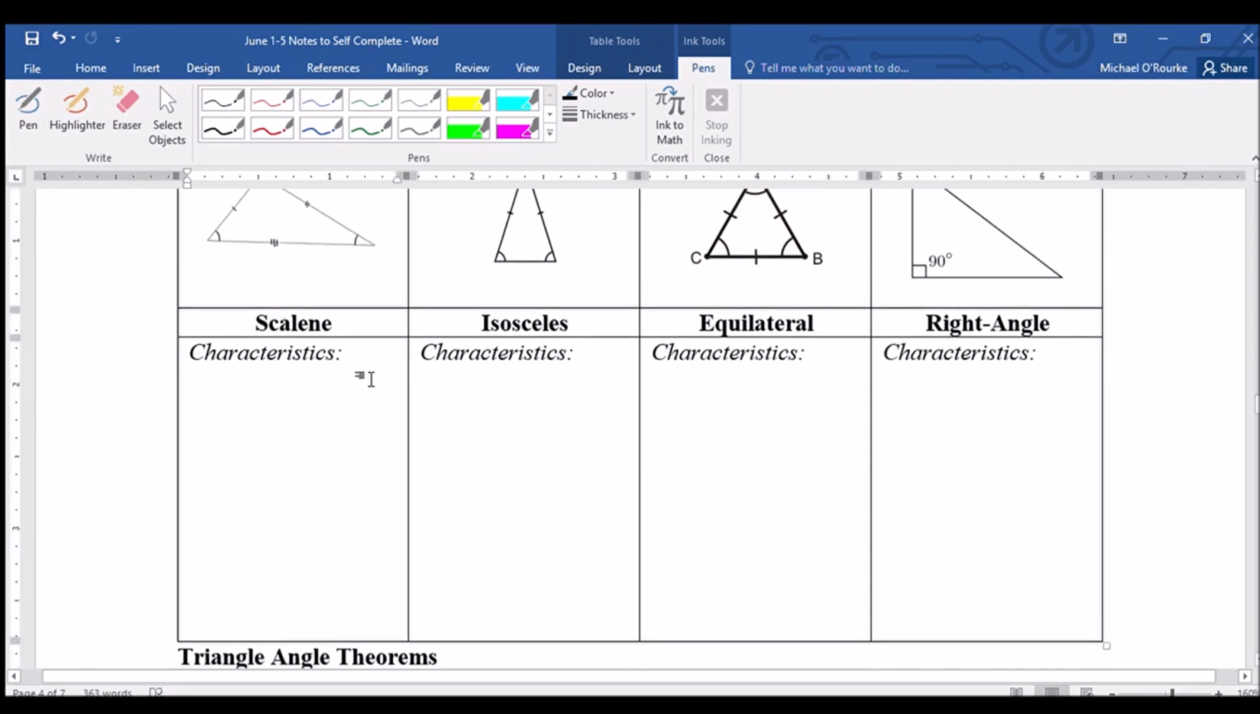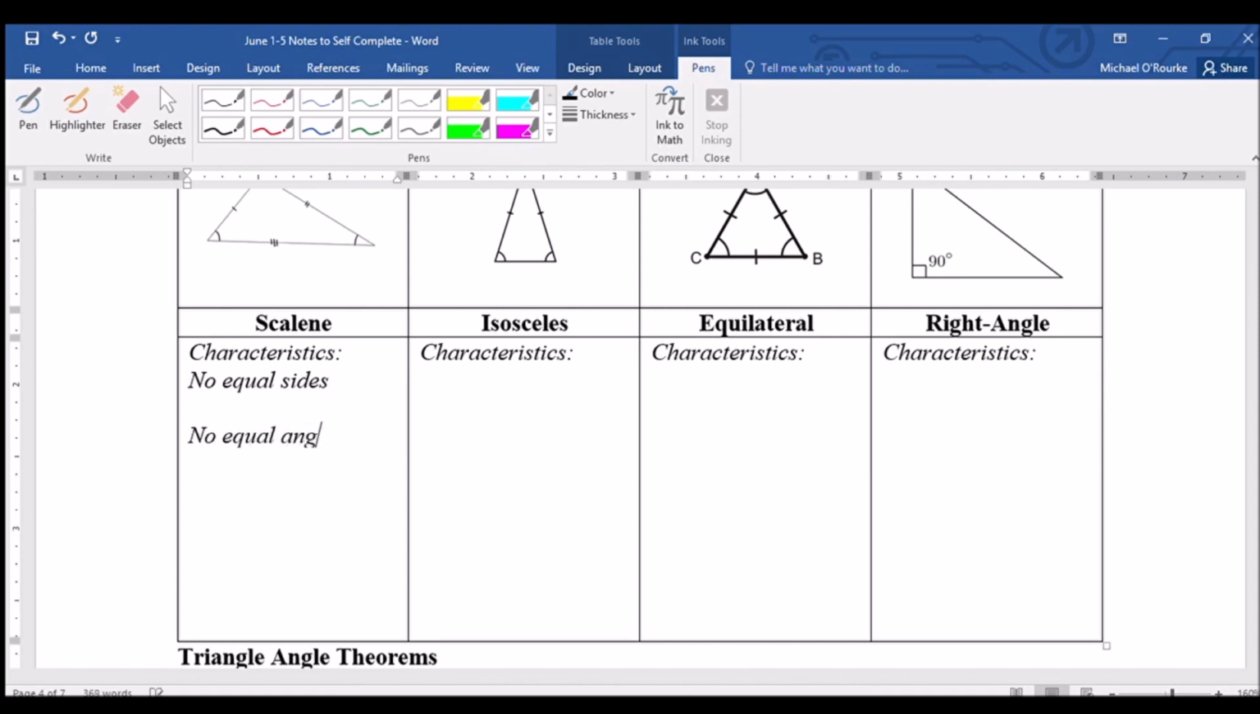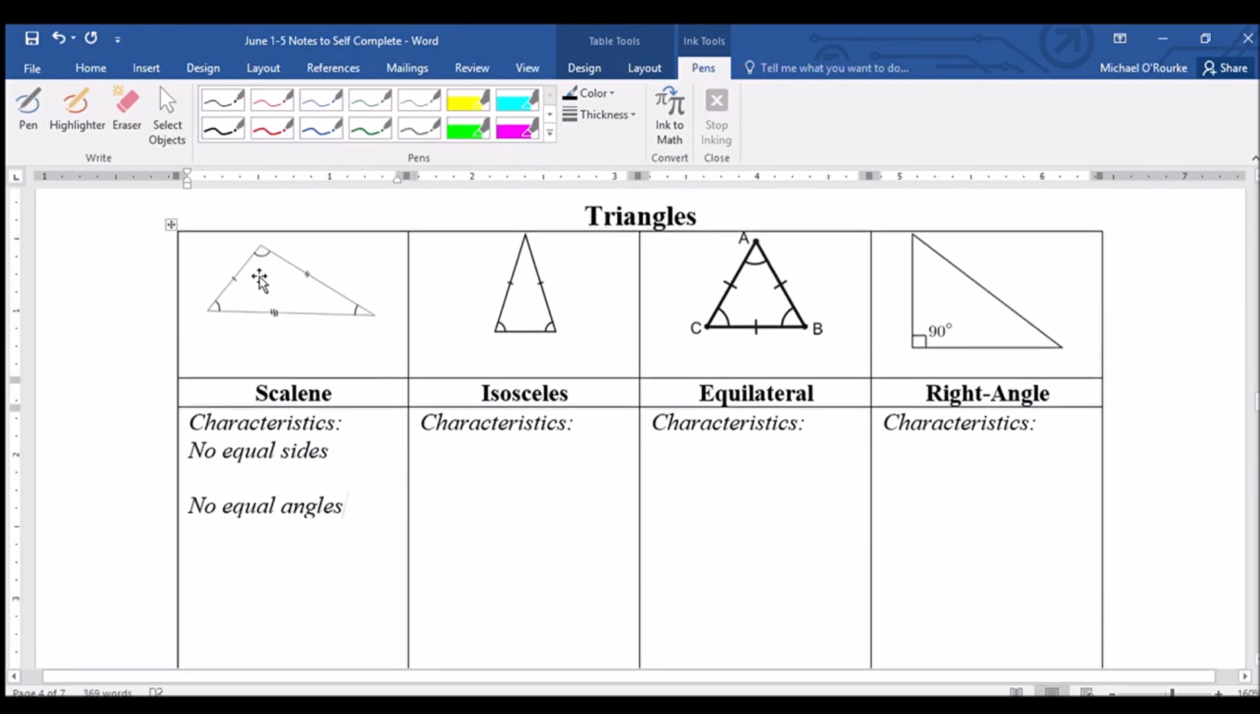So, scalene triangle. Characteristics there: no equal sides and no equal angles. So the side lengths are all different. As you can see here, this has 1, 2, 3, which indicate they're all different. And plus, all the angles are different. If this was a close-up shot, this would have like 1 ring, 2 rings, 3 rings. So scalene: no equal sides, no equal angles. Okay.